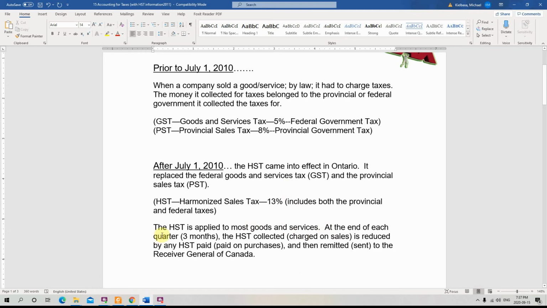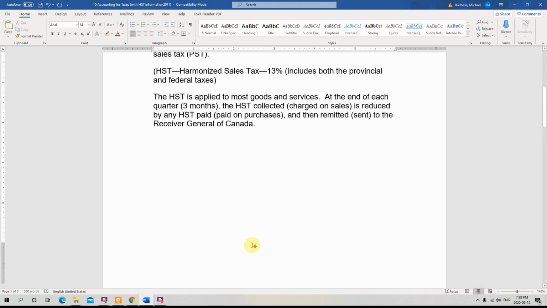At the end of each quarter, or every 3 months, we take the HST that's collected or charged on our sales and reduce it by any HST that we pay on purchases. Then the difference is remitted, or sent, to the Receiver General of Canada. So we take what we collect in tax and subtract what we pay out in sales tax, because we make purchases too as a business. All right, so let's look into that a little deeper.